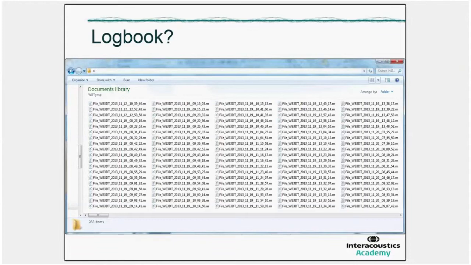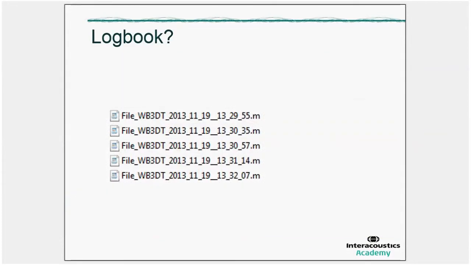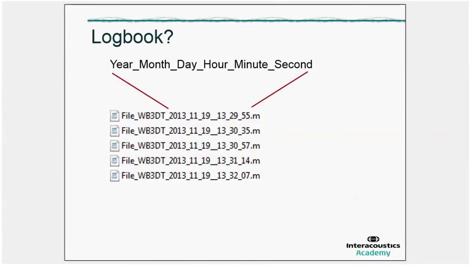If we now zoom in on a small part of this, I just pick a row of 5 consecutive measurements. What we see from the file names is at which date the measurements took place and exactly at which hour, minute, and second it took place. So in these files there is of course data that tells us if it was the right ear or the left ear, and to which patient or client this measurement belonged.